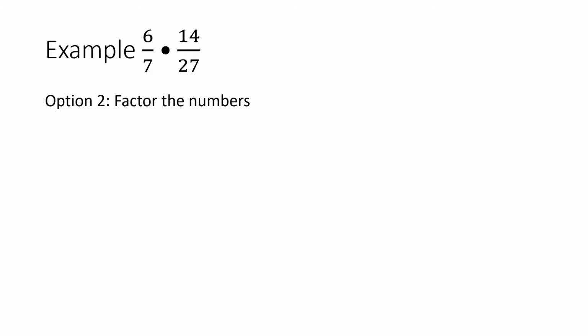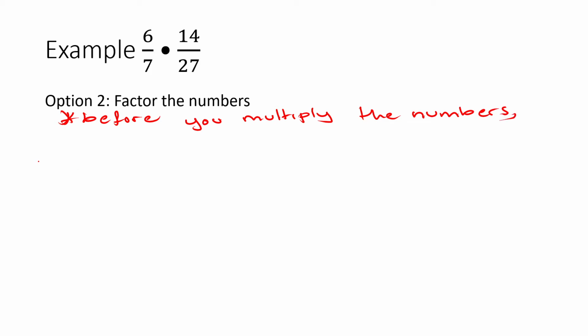This is option 2, factor the numbers. So what does that mean? So let's write it down. Before you multiply the numbers, you're going to rewrite them as factors. So it's like factorization.